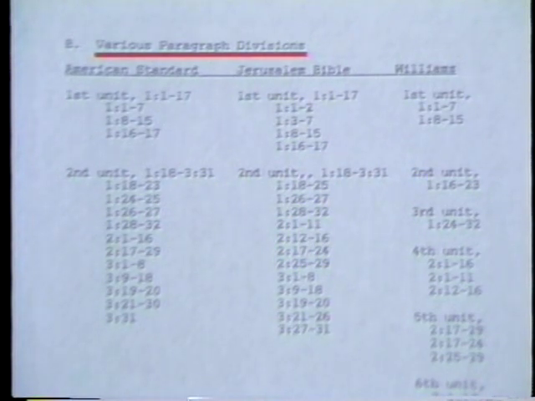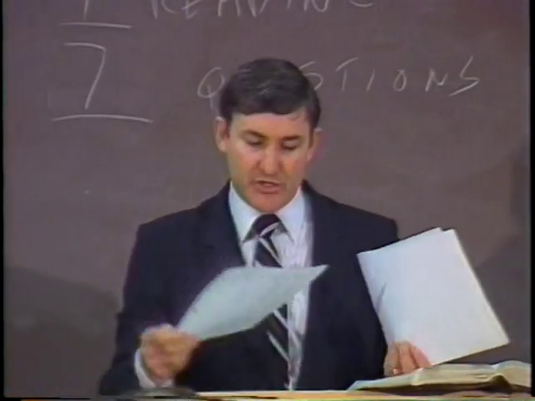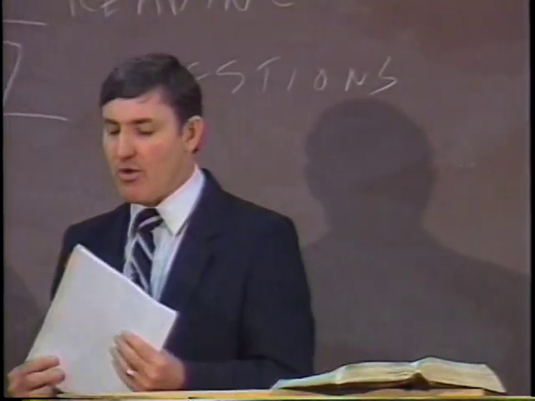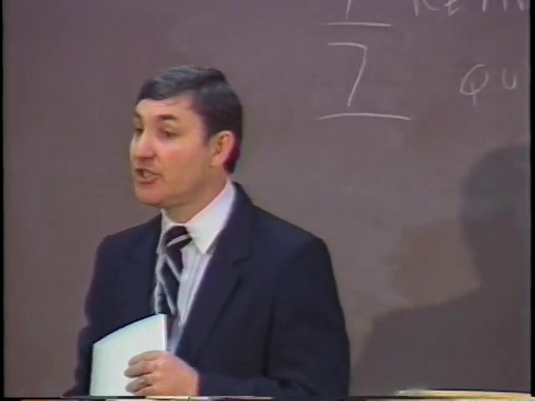See that sheet has three parallel lines, and I think I used the American Standard Version of 1901, the Jerusalem Bible, and the Williams translation, just on Romans 1 through 3:21. So in parallel columns, as you read through the third time, what are you going to do? You're going to note the paragraph divisions of the major translations you're comparing.